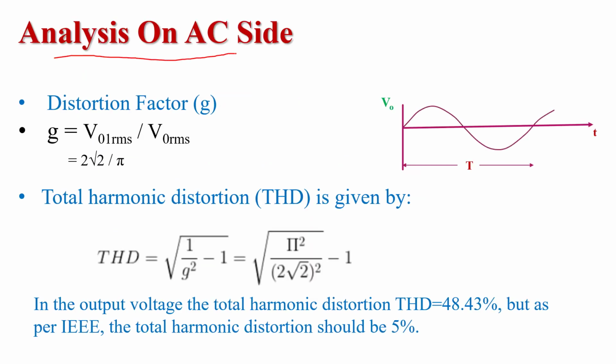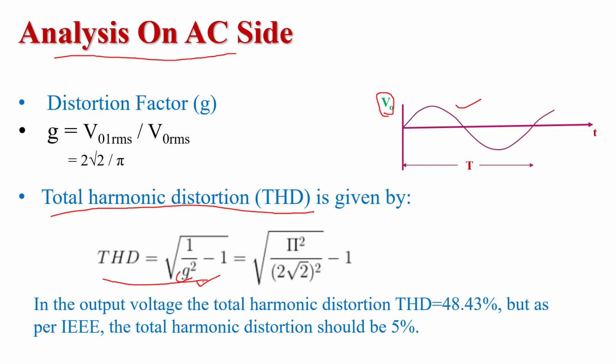Now analysis on the AC side. Why do we do analysis on the AC side? Because if this is the first fundamental component of the output voltage, we do AC analysis to find out the total harmonic distortion, THD, of the output voltage. So to calculate total harmonic distortion, the formula is root of 1 by G square minus 1, where G is the distortion factor.